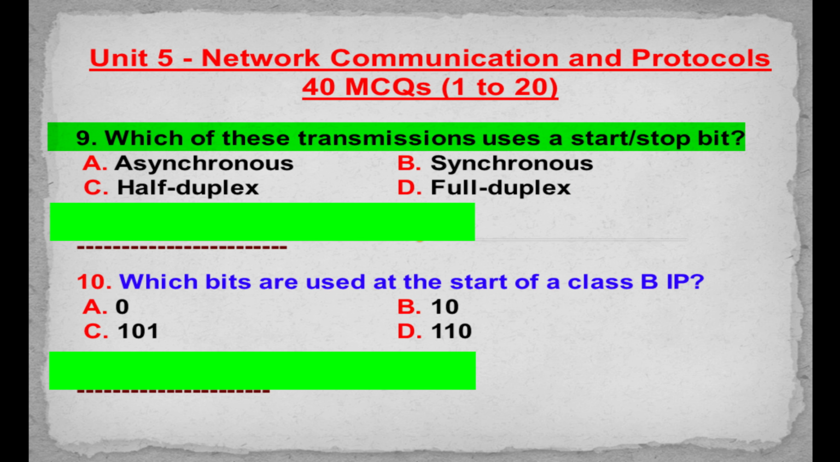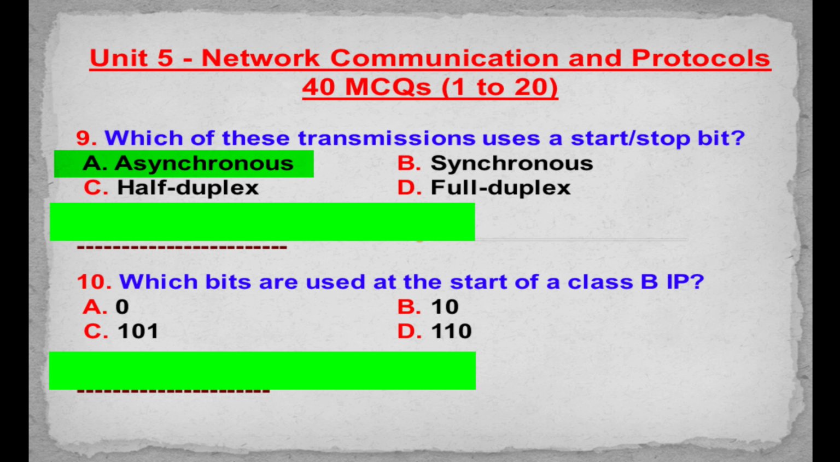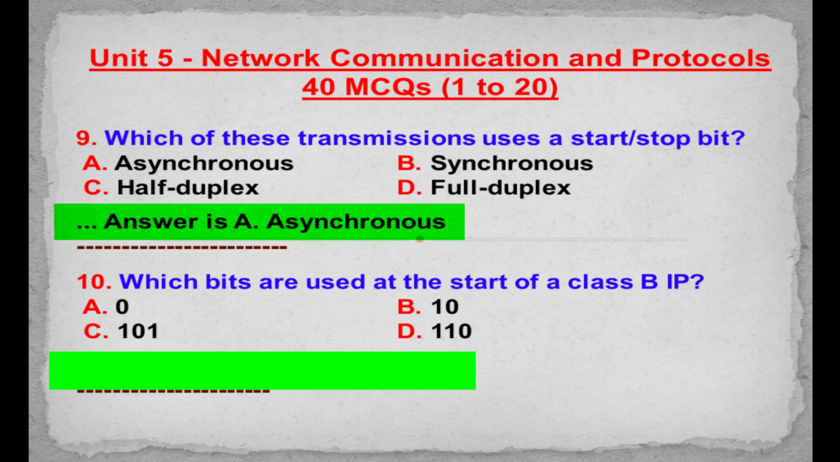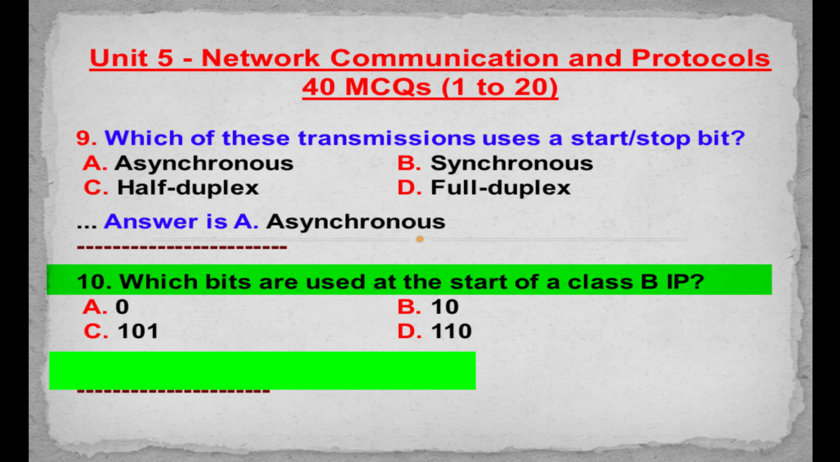MCQs number 9. Which of these transmissions uses a start-stop bit? Option A, asynchronous. Option B, synchronous. Option C, half duplex. Option D, full duplex. Correct answer is option A, asynchronous.